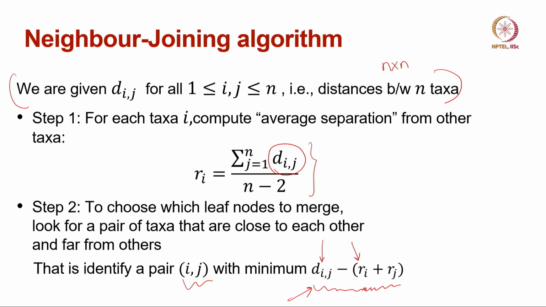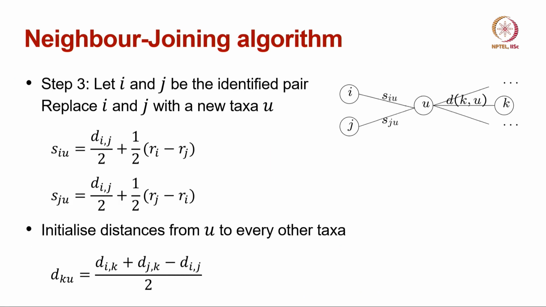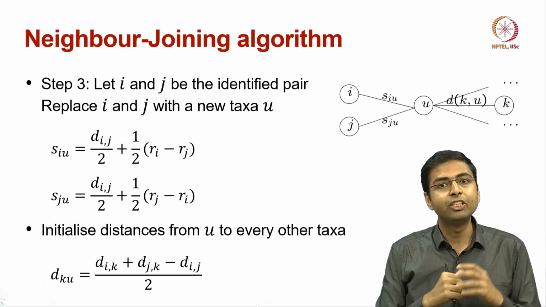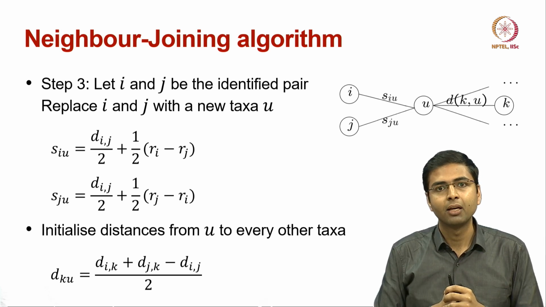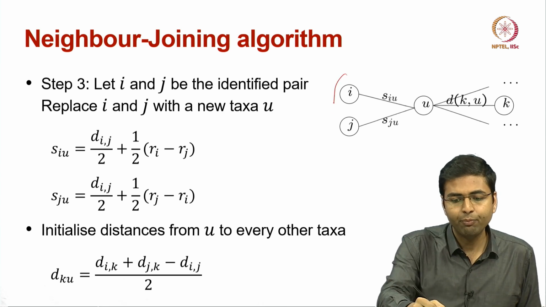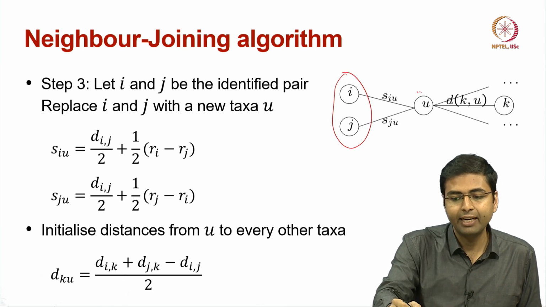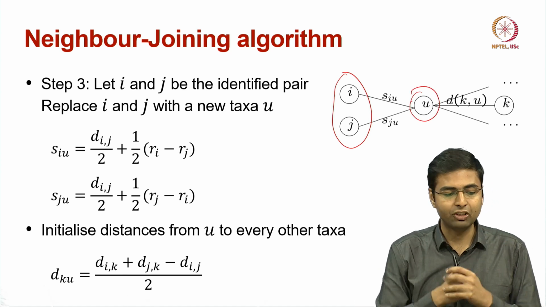Now, once we identify this pair i, j, then our life is easier. All we have to do is to merge i and j with a new taxa u. So, basically we are merging i and j and replacing them with a new taxa u in the matrix D.